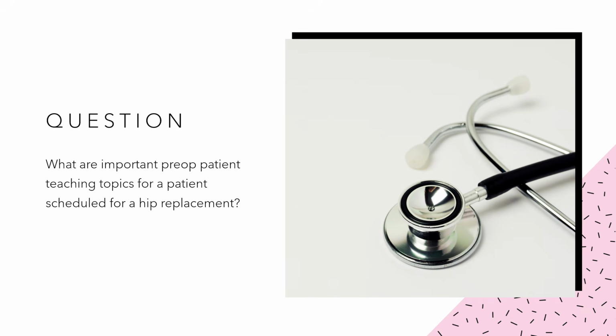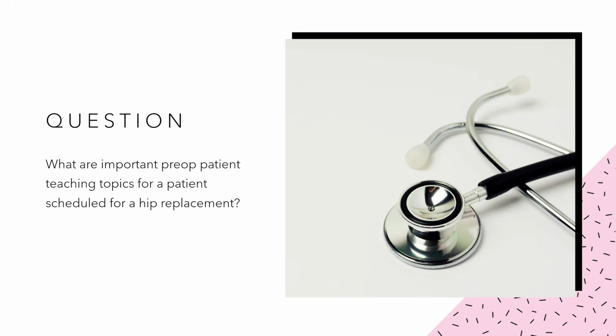All right. So, what are some important pre op patient teaching topics for a patient scheduled for a hip replacement? Well, we would obviously make sure that we review post op restrictions with the patient. We would practice the use of the assistive devices, use an incentive spirometer after surgery, pain management expectations, how we could prevent blood clots, such as early ambulation or using the SCDs.